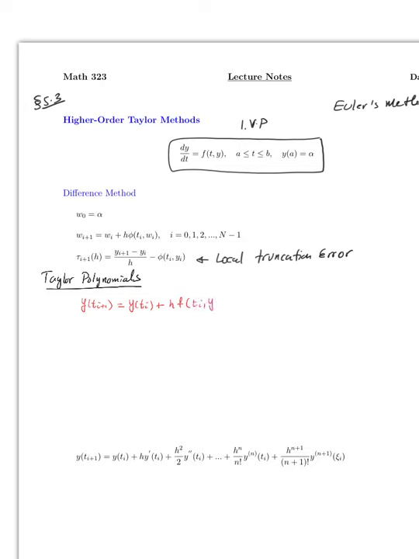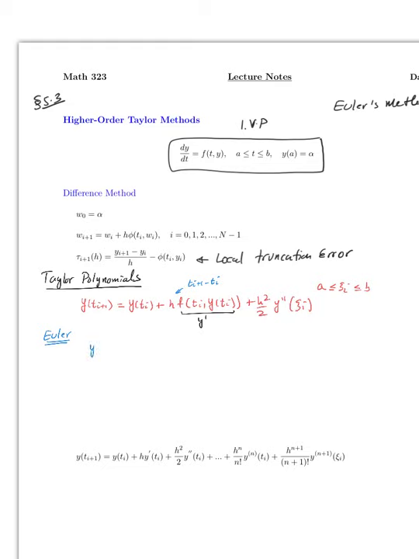y of ti plus h squared over 2 times y double prime of xi i, where xi i was between a and b, and h was equal to t i plus 1 minus ti. Remember that for Euler's method, this is technically y prime, and for Euler, this is what we have before.